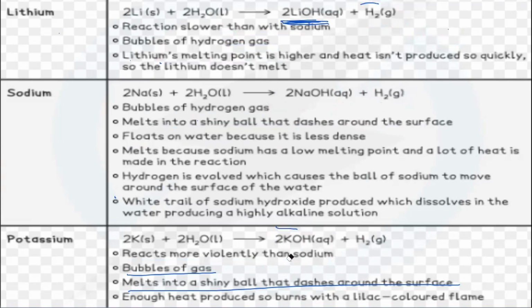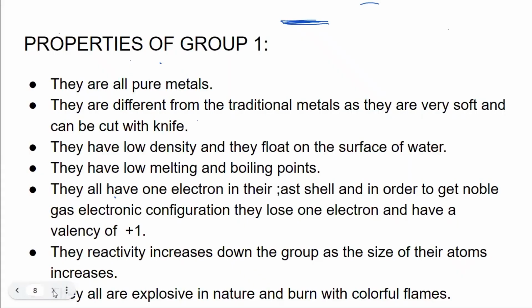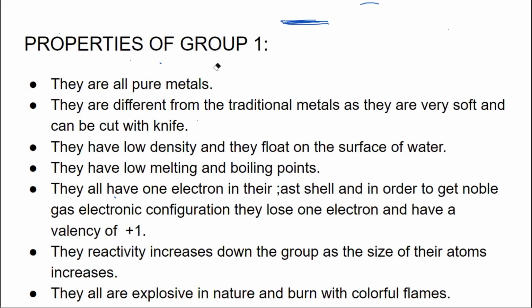Now, these are the chemical properties. Now let's move and see some of the physical properties. So what are the physical properties? They are pure metals. Why are we calling them pure metals? The only reason is that during the chemical reaction, they lose electrons and get a positive charge. This is the typical property of all metals. During the chemical reaction, metals lose electrons and have a positive charge over them.